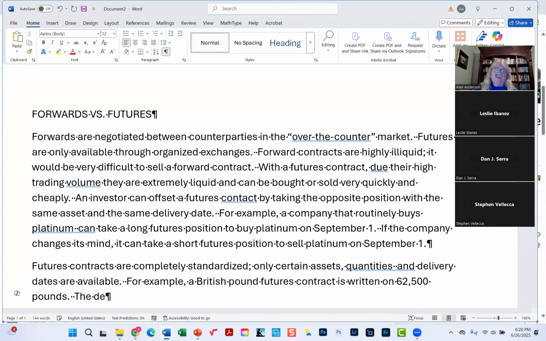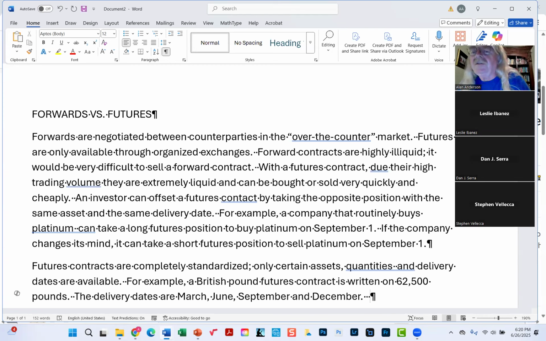The delivery dates are on a March, June, September, and December cycle. And even then, within that month, I believe it's the third Wednesday when the actual delivery would take place. So it's very restrictive, to say the least. But because of that, the volume of trading is so high in each contract. So that works against you and for you at the same time.